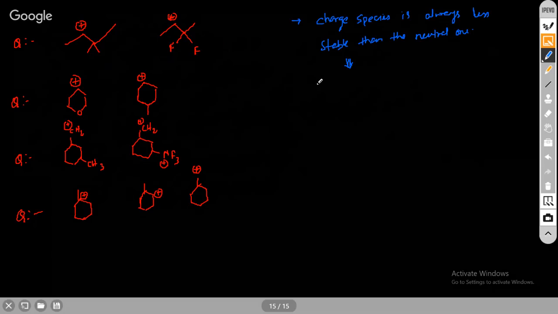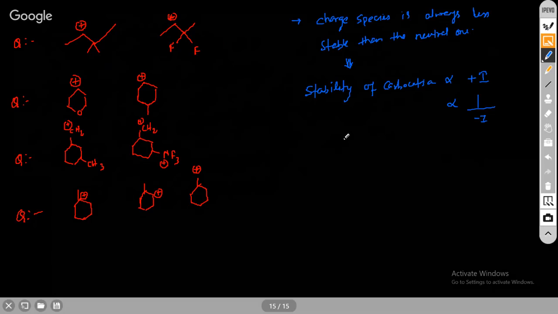So what we can write down: the stability of carbocation is directly proportional to the plus I group and inversely proportional to the minus I group. Minus I means it withdraws electrons, right? When we have a positive charge and it withdraws electrons, then the positive charge density will increase, right?